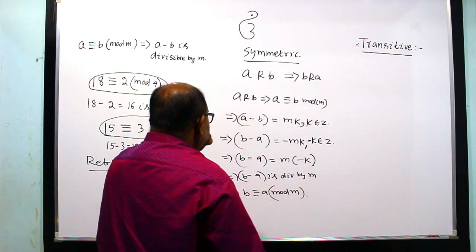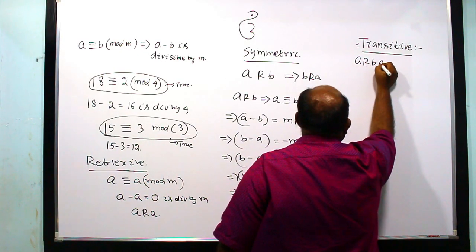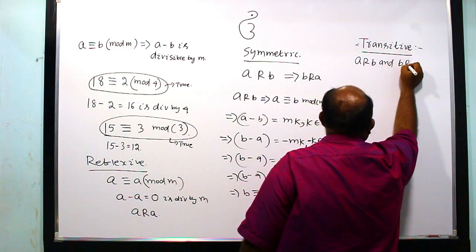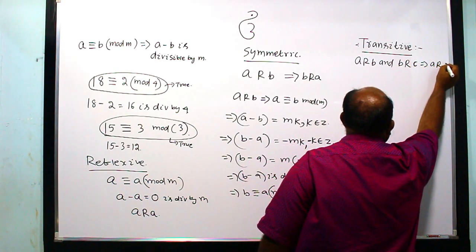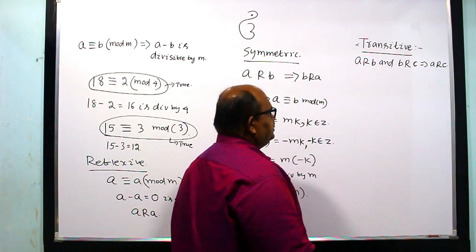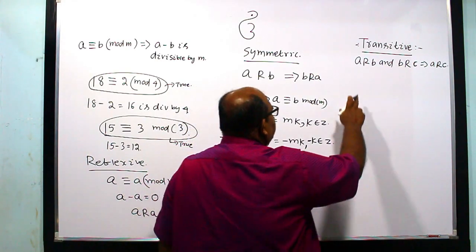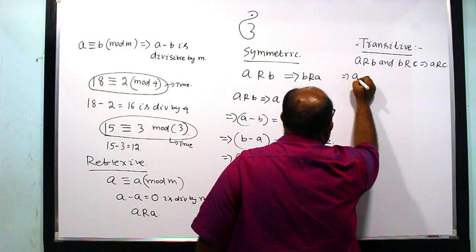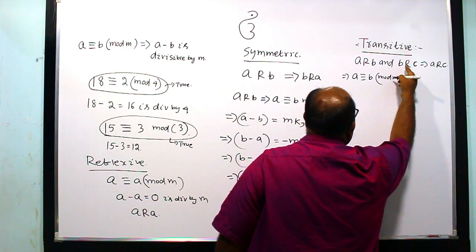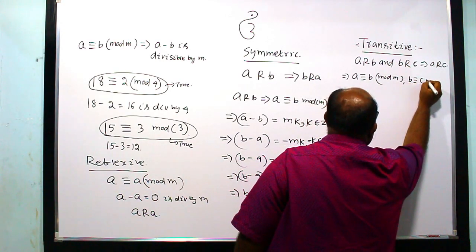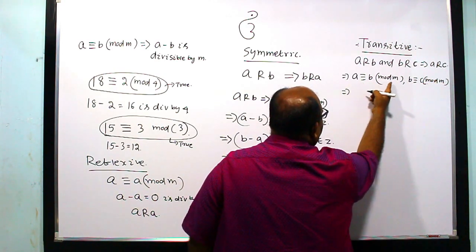So in transitive, we take A related to B and B related to C, and we try to find whether A related to C is true or false. If true, it is transitive, otherwise not. So A related to B means A congruent to B mod M, and B related to C means B congruent to C mod M.